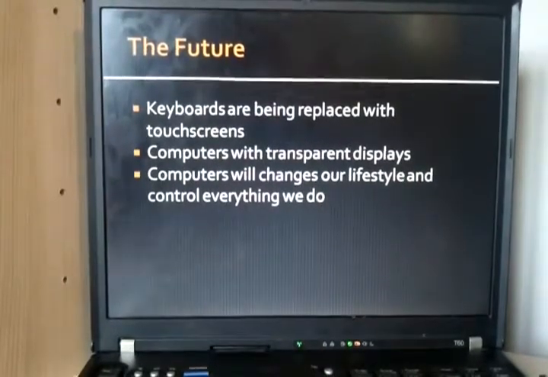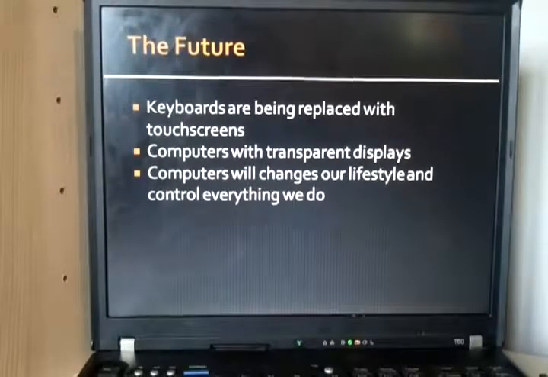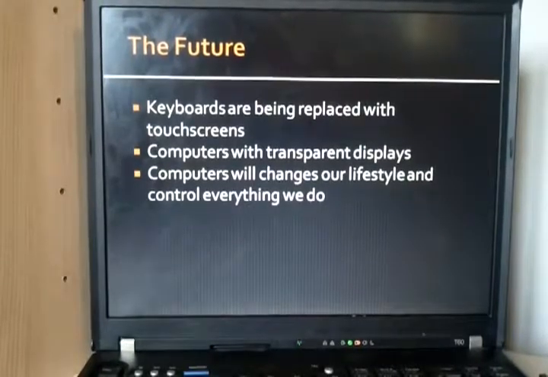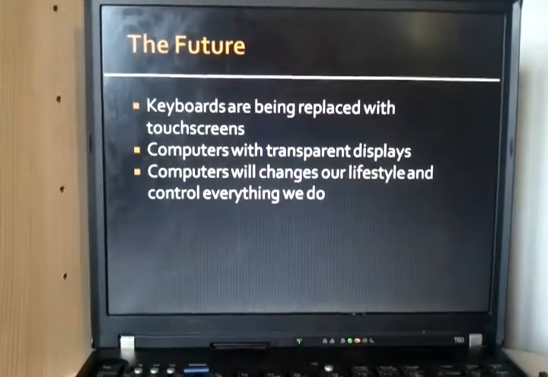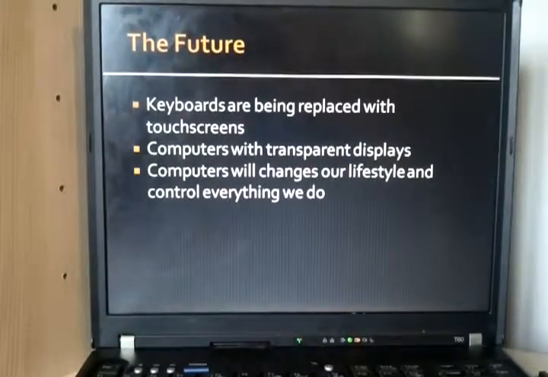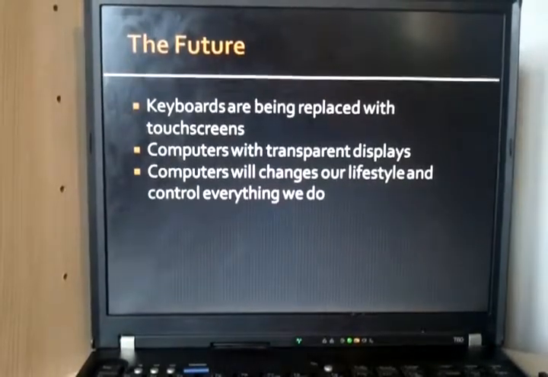And what the future looks like for us is that the keyboards are being replaced with touchscreens. You see it in the movies now, but give it about 5, maybe 10 more years, or even sooner, and we will be having touchscreen keyboards. Computers with transparent displays. An example would be Iron Man 3, where he has his computer screens right in front of him at eye level.